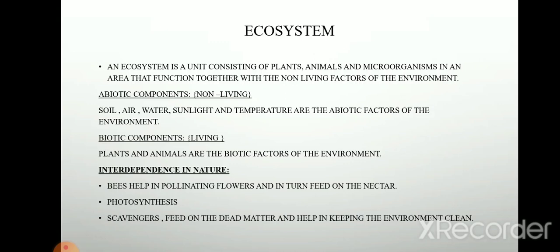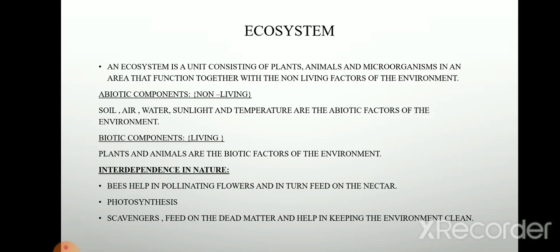Bees help in pollinating flowers. If the flowers do not get pollinated, what will happen? They will not flourish, their generations will not grow, or we cannot find different types of plants around us if pollination does not take place. Okay, we will find only one kind of tree and then it will not flourish further.